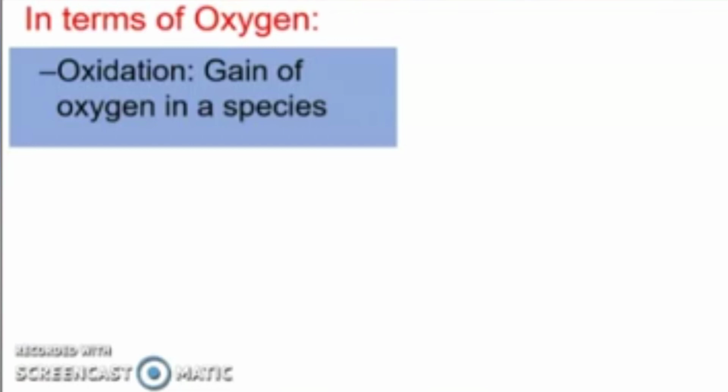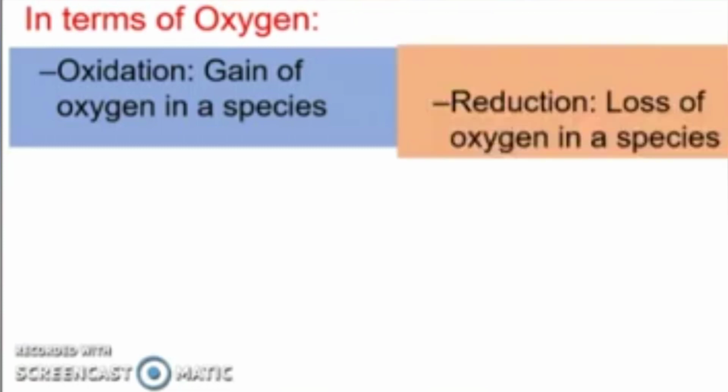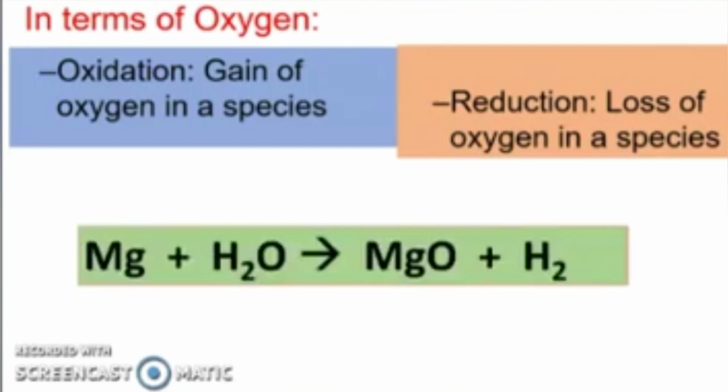In terms of oxygen, we say oxidation is the gain of oxygen in a species. Okay, when a species gains oxygen, we say that species has undergone oxidation, while reduction, on the other hand, will be the loss of oxygen in a species. So when a species loses oxygen in a reaction, we say that species has undergone reduction.